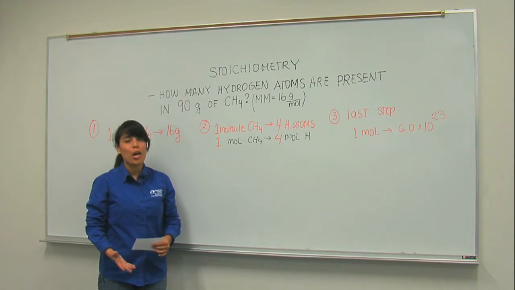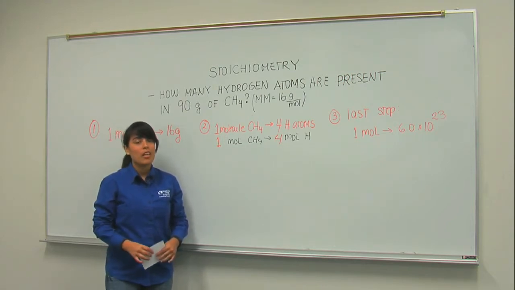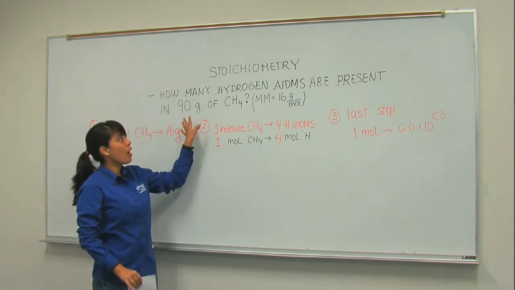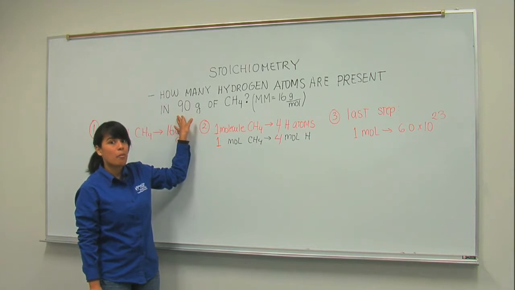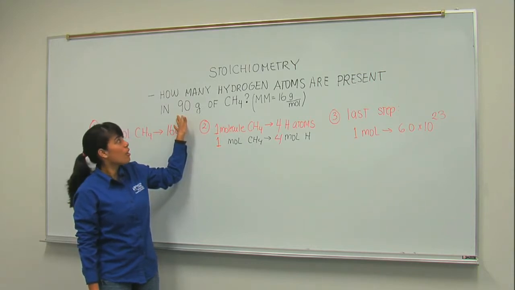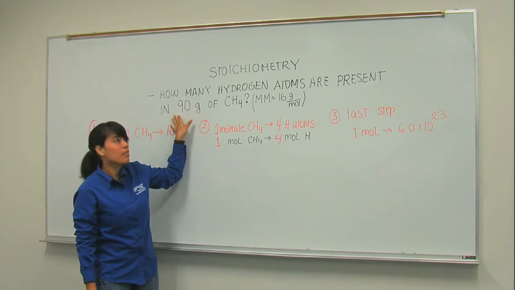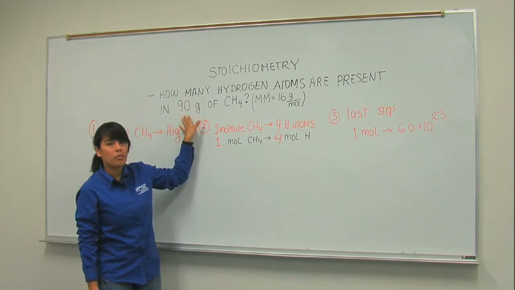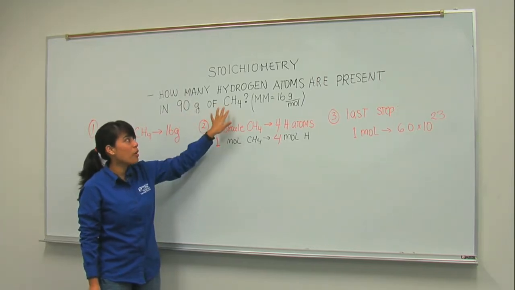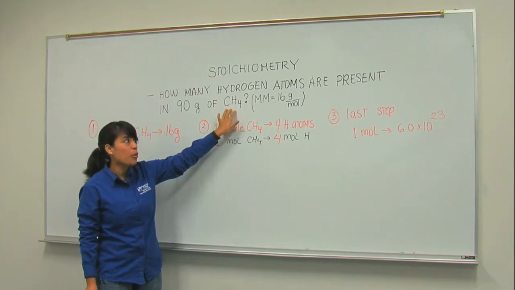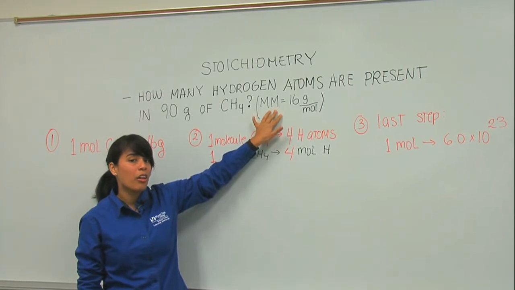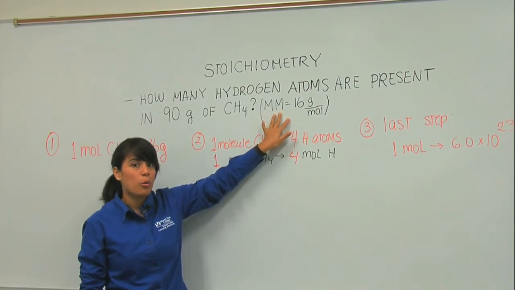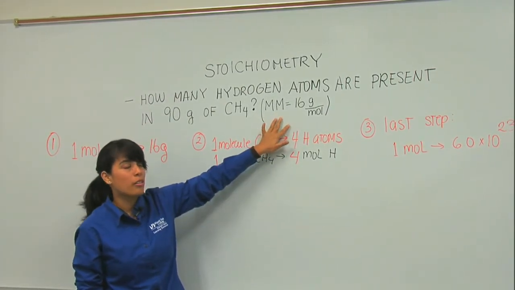Today we're going to review a couple of concepts that you need to master in order to resolve any problem in chemistry. We're going to learn how to calculate the number of atoms from any given mass in grams. So this is our problem. Our problem says, how many hydrogen atoms are present in 90 grams of methane? Methane is CH4. They give us a hint and they tell us that the molar mass of methane is 16 grams per mole. So let's do that.